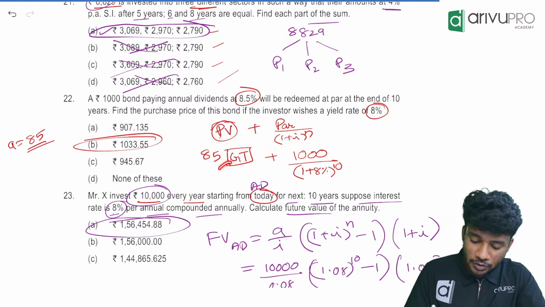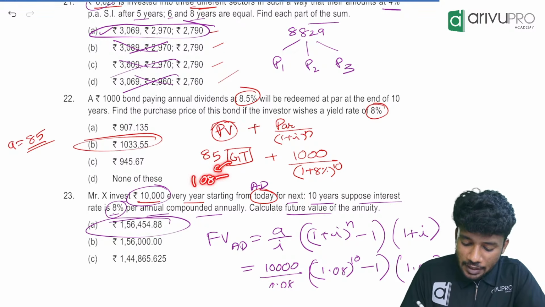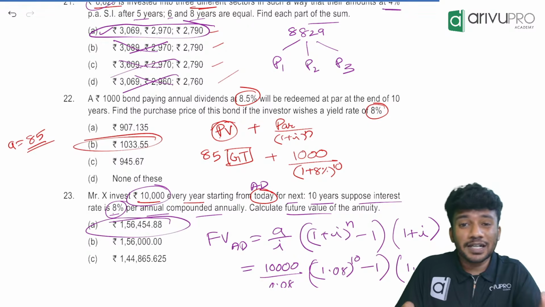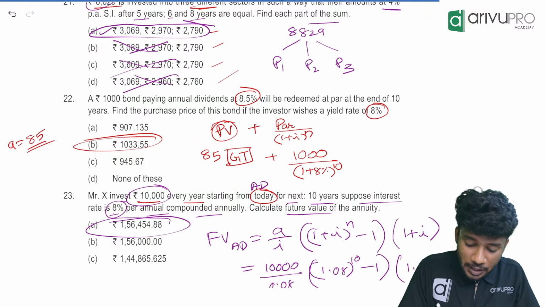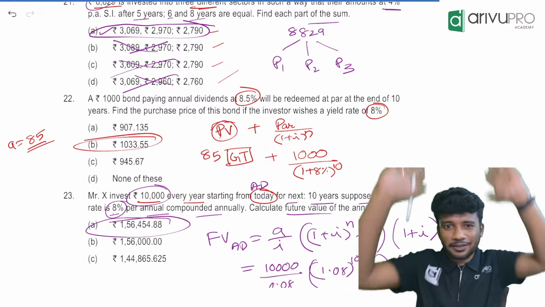How much is the GT factor over here? You type 1.08 on the calculator, then divide. How many times do you press equals? You click 10 times, then click GT, multiply it with 85, then click M plus. Save this entire thing in your calculator memory.